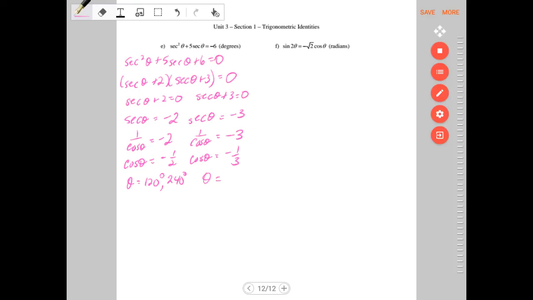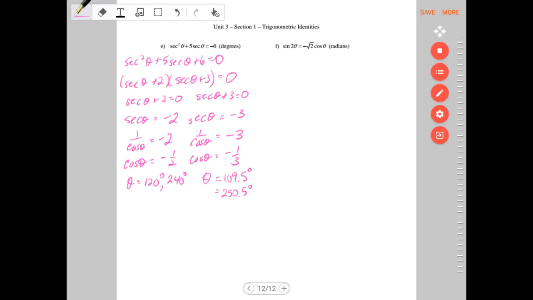So, theta in quadrant 1 is about 70.5 degrees. So, to figure out what it is in quadrant 2, I'm going to go 180 minus that answer, and I get about 109.5 degrees. Okay, and also, in quadrant 3, I'm going to go 180 plus 70.5 to get 250.5 degrees. Okay, so those are my 4 solutions.